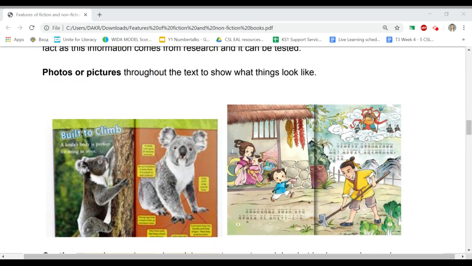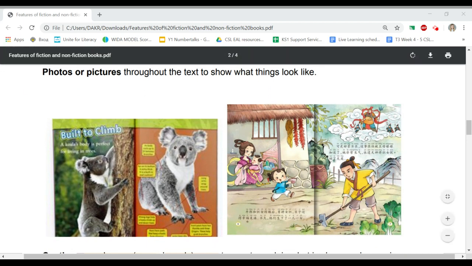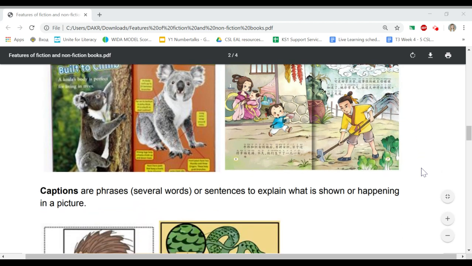Another feature of fiction or non-fiction book can be photos or pictures throughout the text or story to show you what things look like. For example, here is a photo of a koala or pictures, illustrations in the storybook.